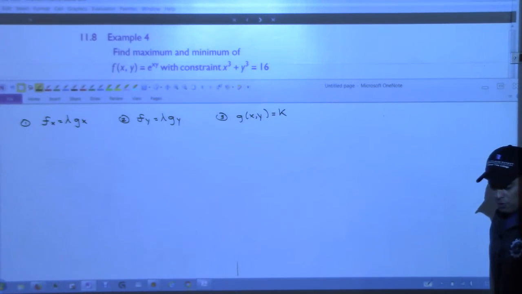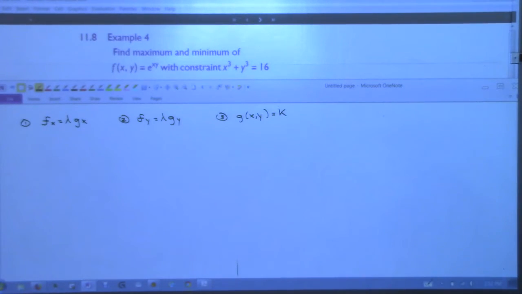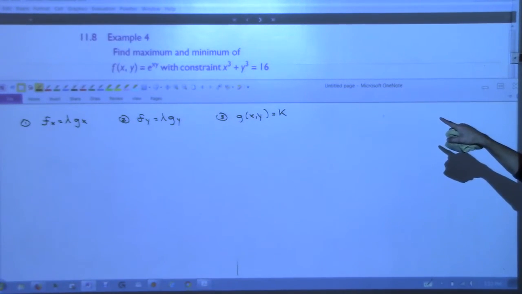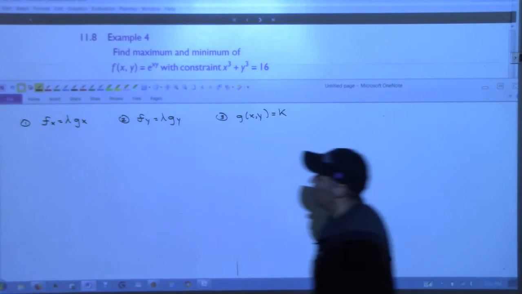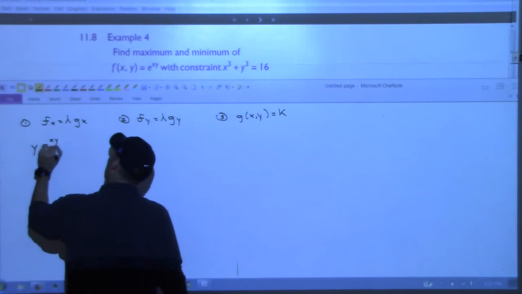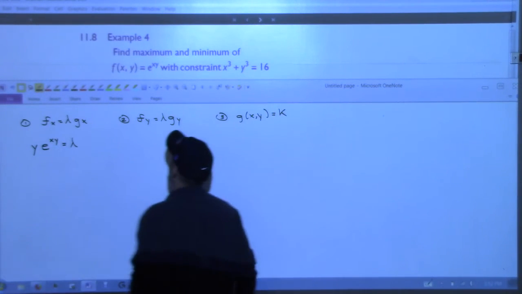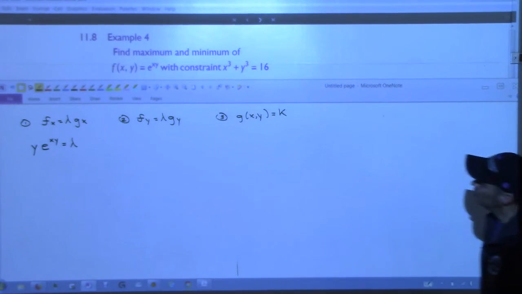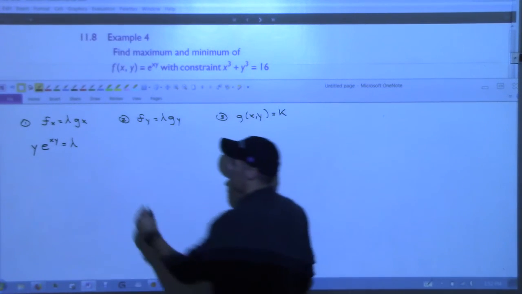All right, what is that partial, that first one over there? Be careful on that. Chain rule. What's the derivative of e to the xy? It's itself, e to the xy, but then you have to take derivative of what's up in the exponent with respect to x, which would just be y. So this is going to be y e to the xy equals lambda, and then what's the partial of g with respect to x? 3x squared.